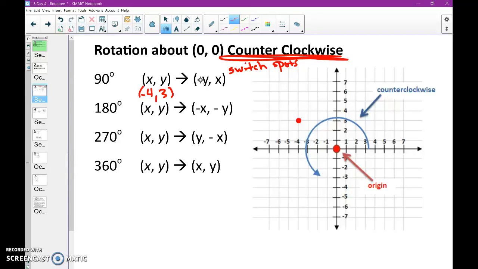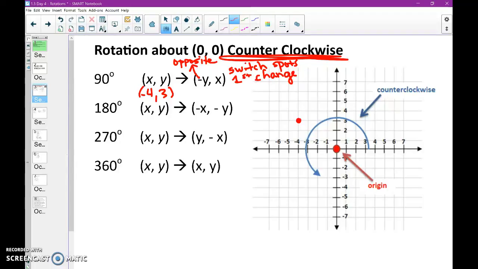Now I want to be careful with that negative sign. Really what that means is change it to the opposite sign. Don't just assume that everything's going to become negative. So in order to rotate 90 degrees, I have to switch these two numbers, and then the first number is going to change its sign. So I'm going to put a first change.